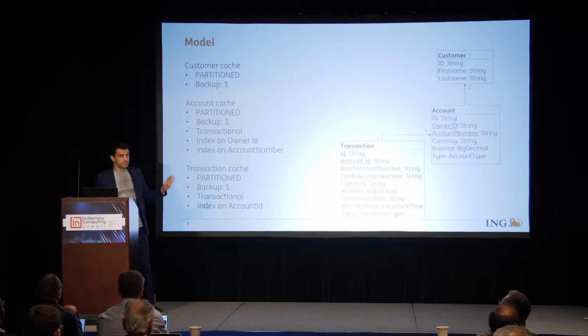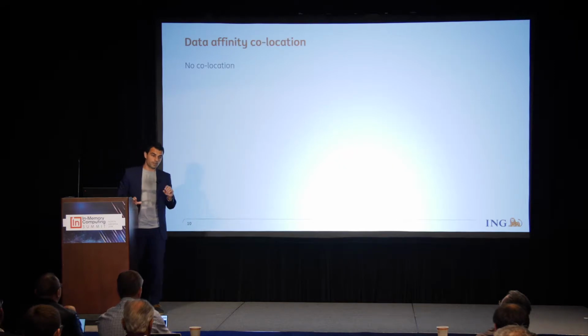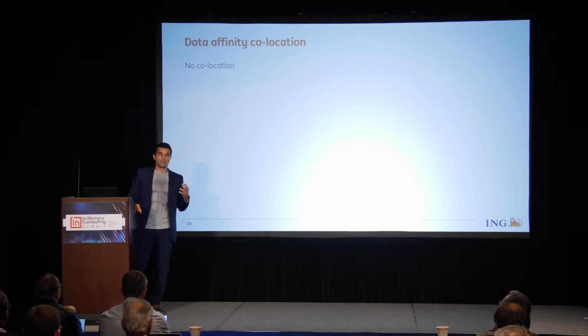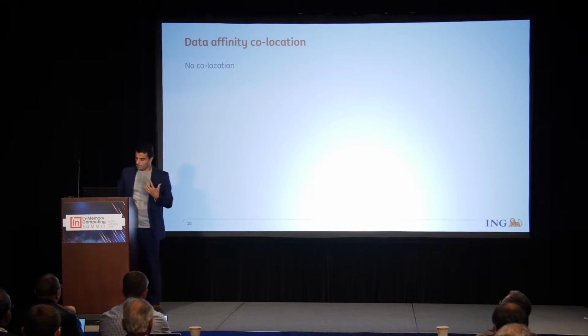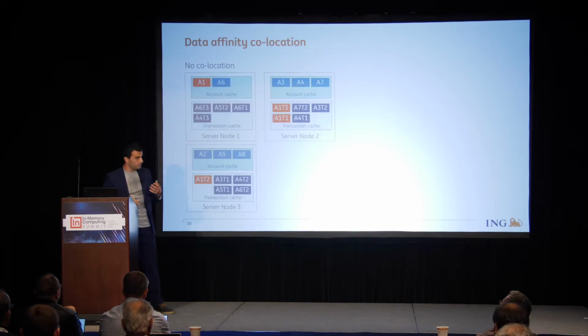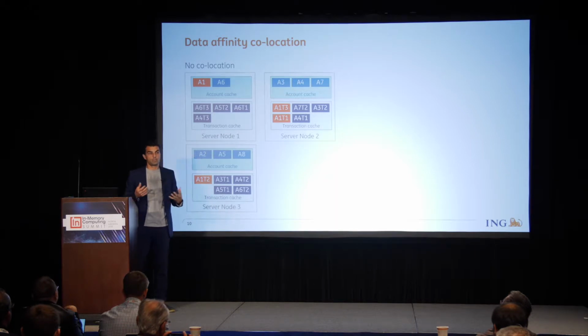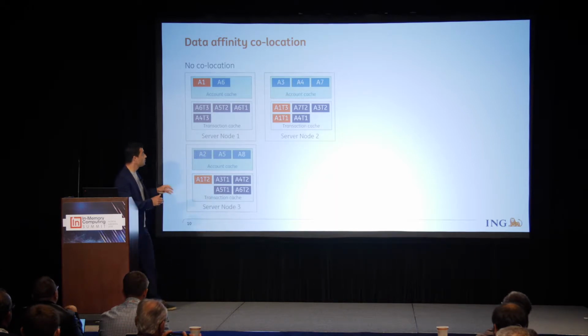Now I'm going to do a side talk. It's about collocation. When using Ignite, something which is really useful, I find, is the notion of collocation. If you don't have any collocation, what happens is, let's say you have this configuration. You have the account cache, you have three nodes, and you have first account on node one, and so on and so forth. If you don't set up any special collocation routine, you could have the transactions of a given account being spread around the whole cluster.